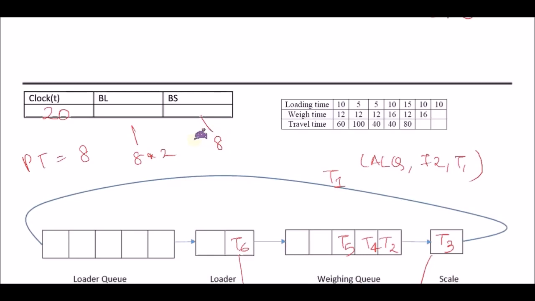And since it's cumulative, I'm going to add them up. This is going to be 24 plus 16, and that's going to give me 40. And this one is going to be 12 plus 8, and that's going to give me 20.